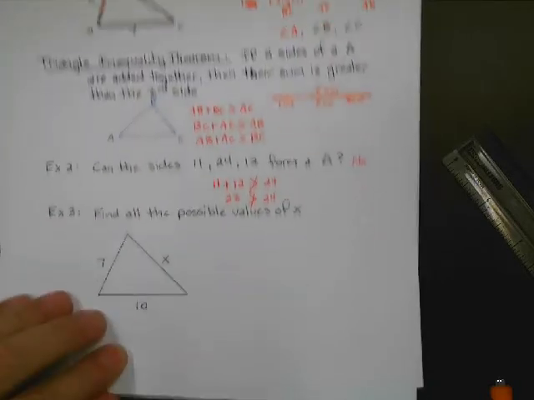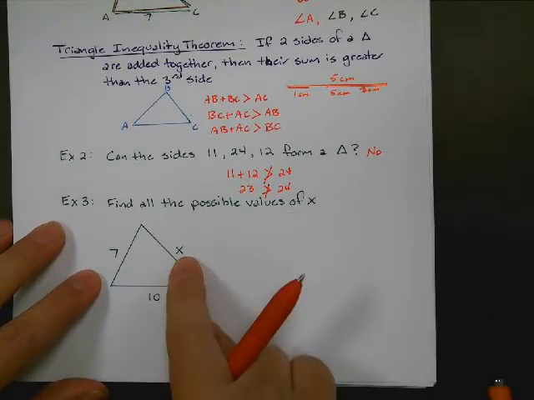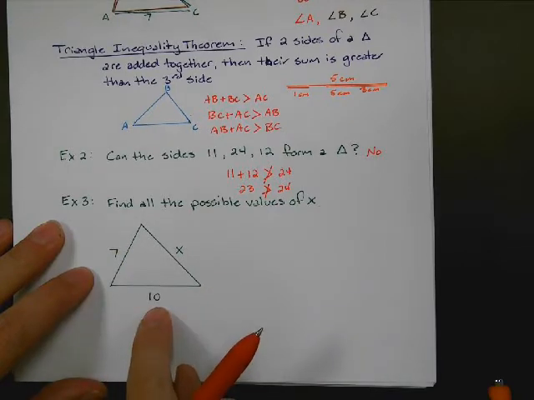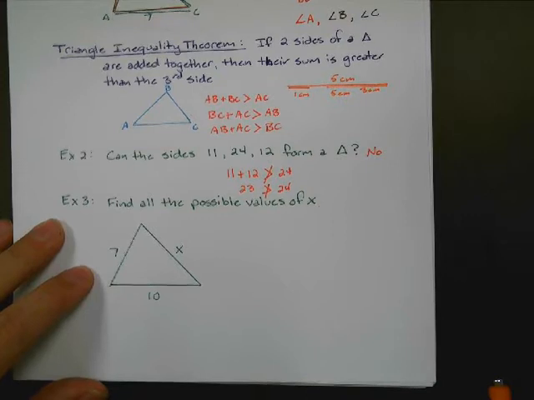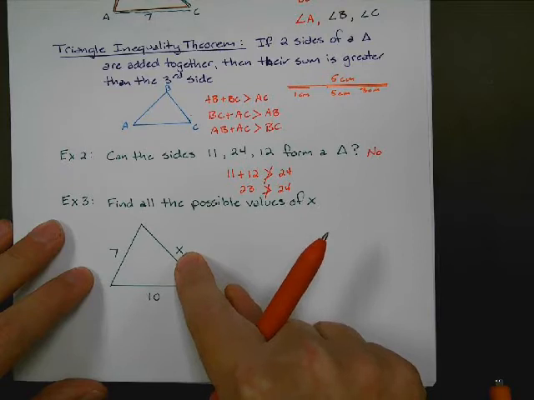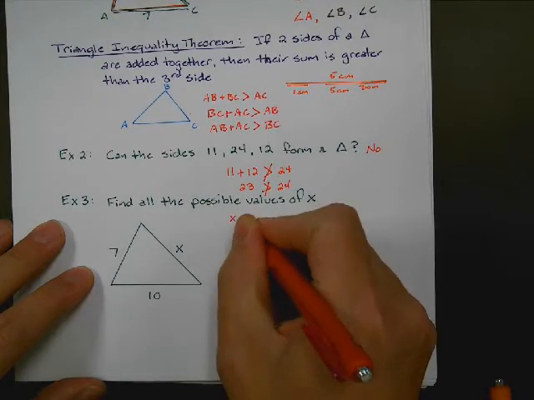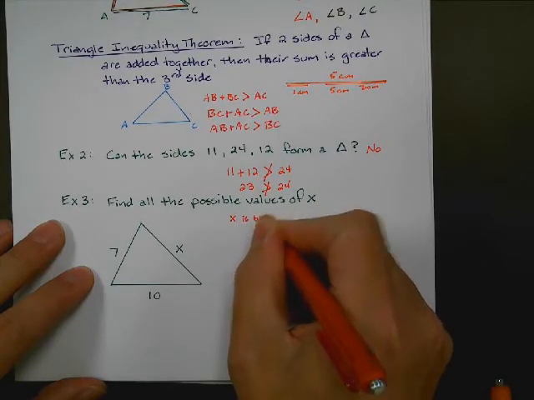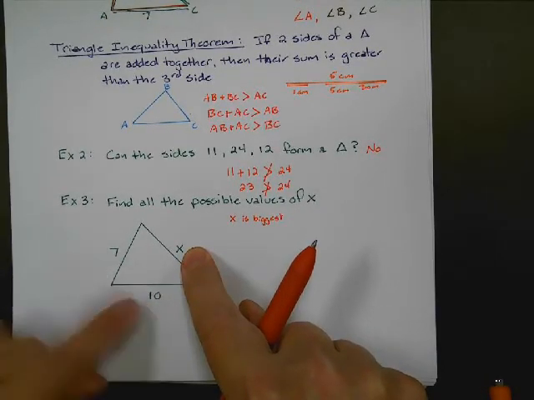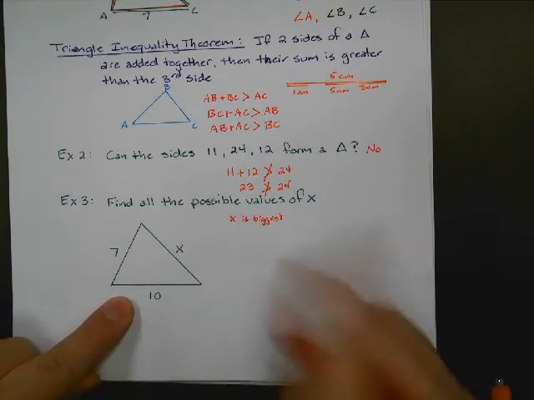All right, now here's another one. So on this one, we want to find all the possible values that this side of the triangle could be. We already know this one's 7 and this one's 10. Well, in order to do this, we have to look at two situations. What if this side were the biggest side? Well, if that side is the biggest side, so let's say that X is the biggest. Okay, so if X is the biggest, then these two have to be bigger than this one when you add these two together. So let's write that out.